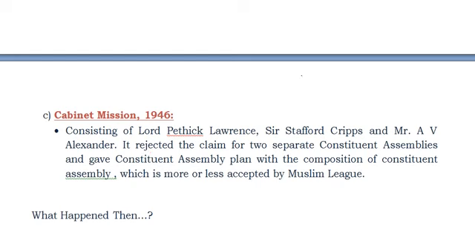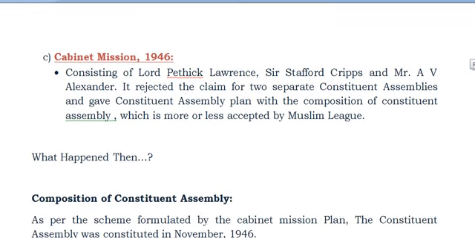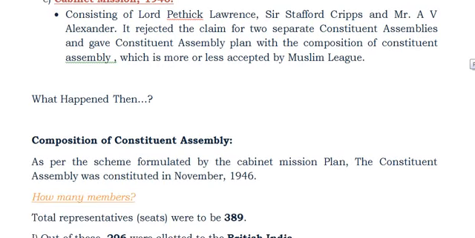So the Muslim League doesn't have any option, they need to accept it. So more or less they accepted this plan. Then what happened? The composition of the Constituent Assembly.